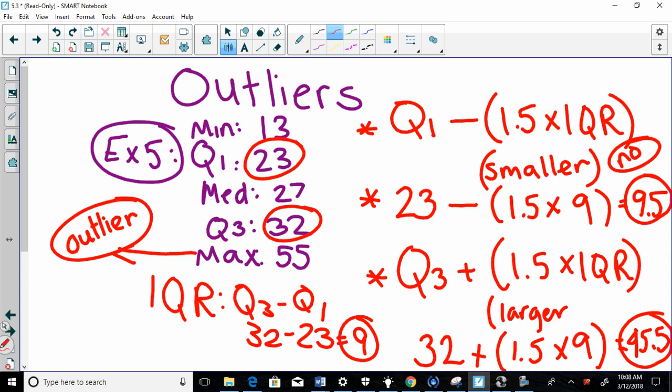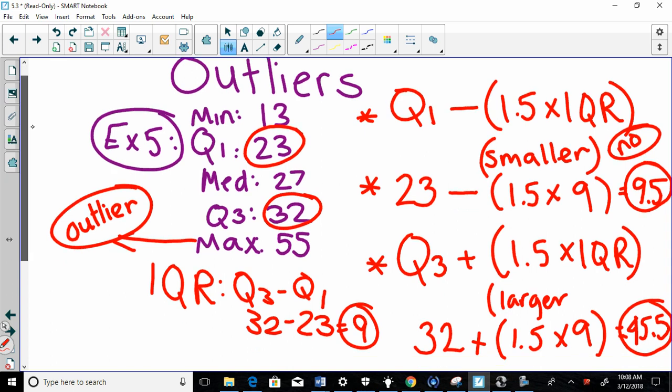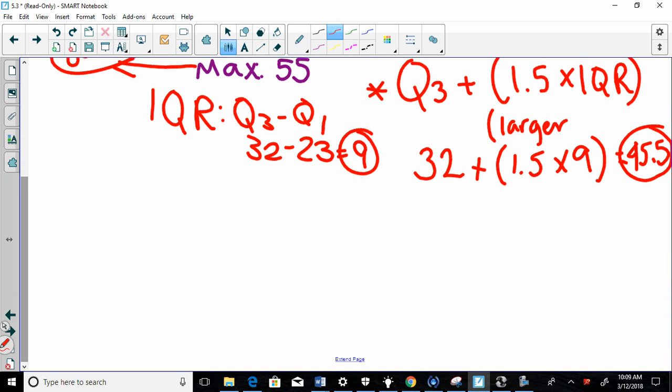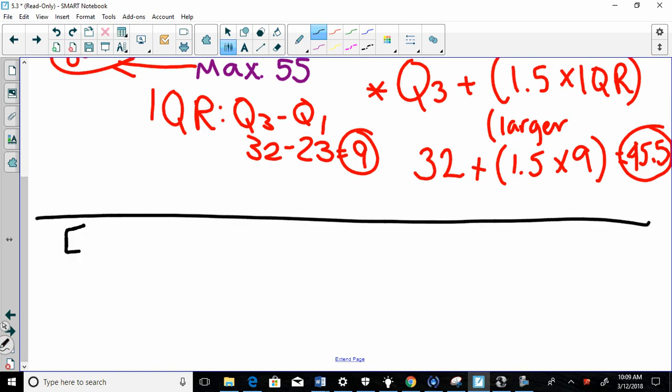Does that make sense? Okay, let's do the other two together, and then I'll give you guys time to practice. So you're going to keep going, just maybe draw a line. Now I'm going to do your data with the next example on the purple sheet, which is example 6. And so who can raise their hand and tell me what the min and the max are? We already did this, so it should already be written down.